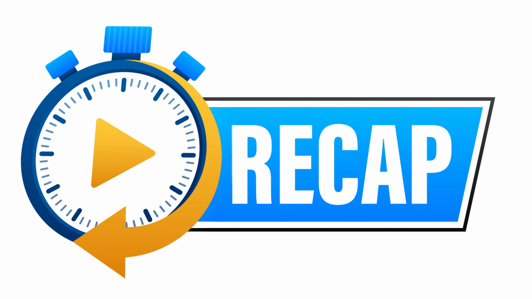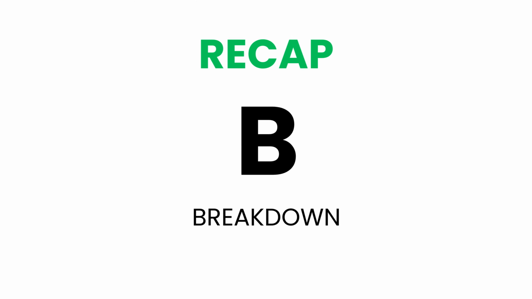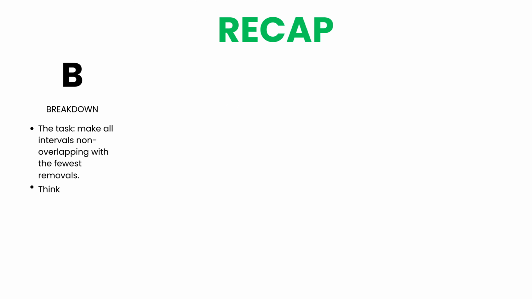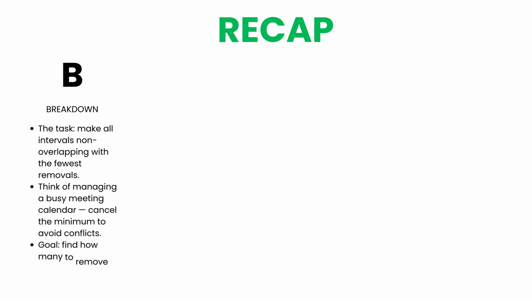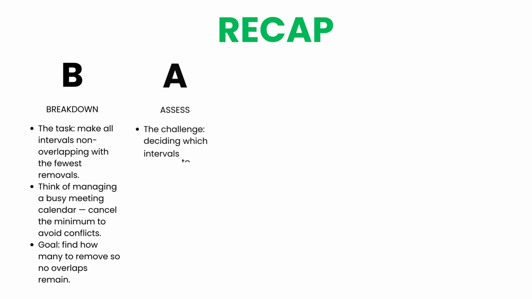Quick recap time. We tackled the classic calendar cleanup problem. Remove the fewest intervals so the rest don't overlap. Breakdown recap. Conceptually, we're optimizing a schedule. From a pile of possibly overlapping intervals, we want the smallest number of deletions so what remains is conflict-free. Assess recap. We compared options and landed on a greedy strategy.